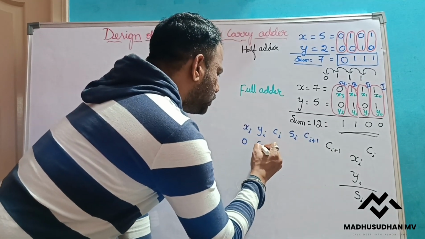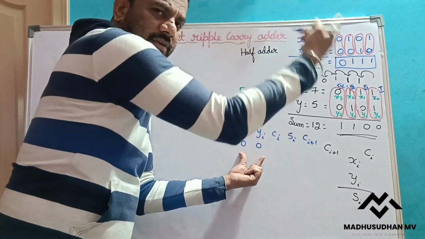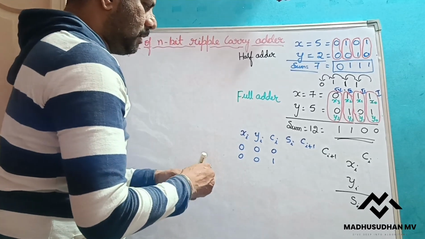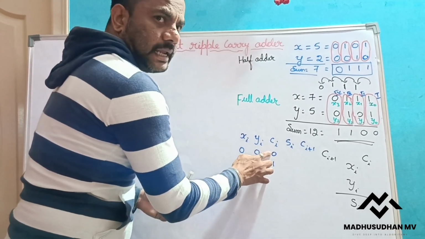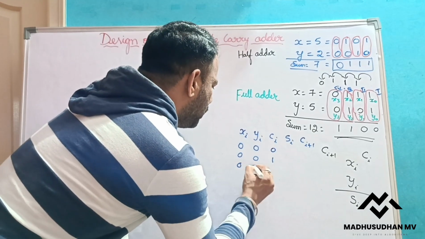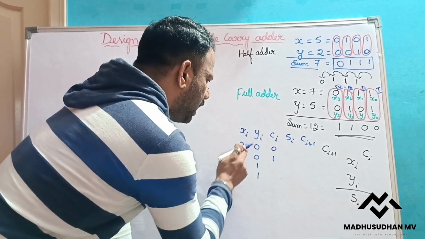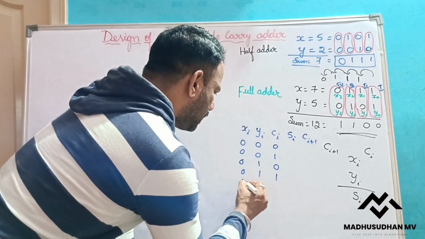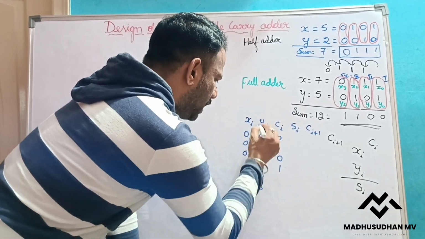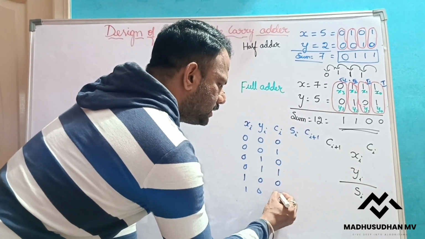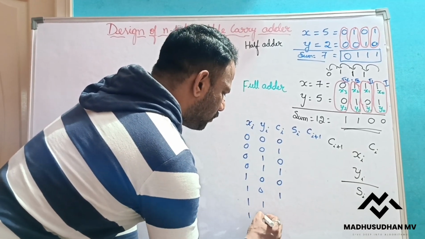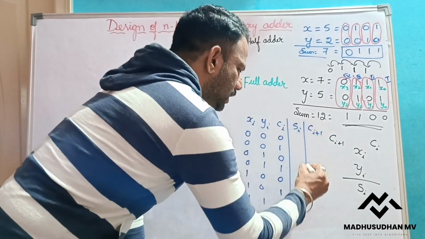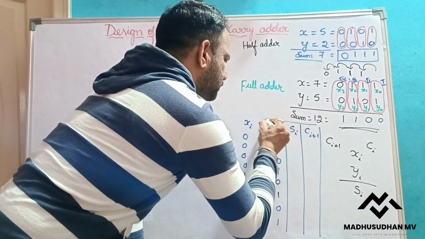Now, when both xi and yi are 0, the previously generated carry may be 0 or 1. So for 0, 0, one time I take carry 0 and another time carry 1. Similarly, when xi is 0 and yi is 1, once carry is 0 and other time 1. Similarly, when xi is 1 and yi is 0, one time carry is 0, other time 1. Similarly, when both are 1, carry 0 and 1. So these are my inputs. Now let us add these 3.